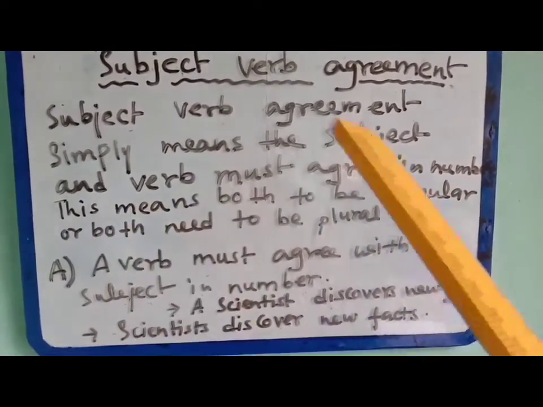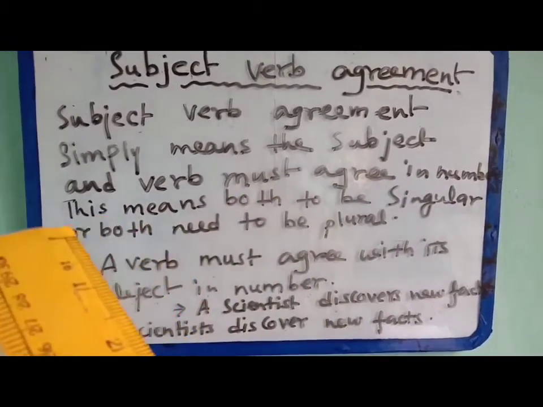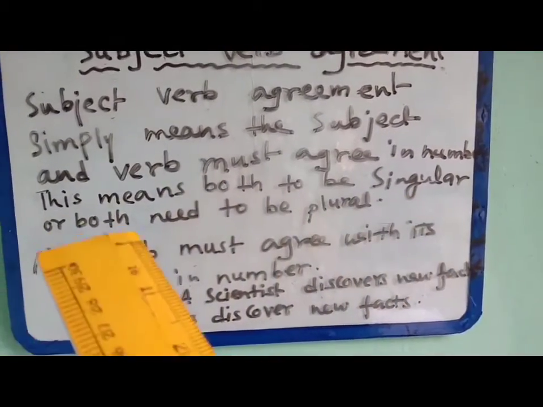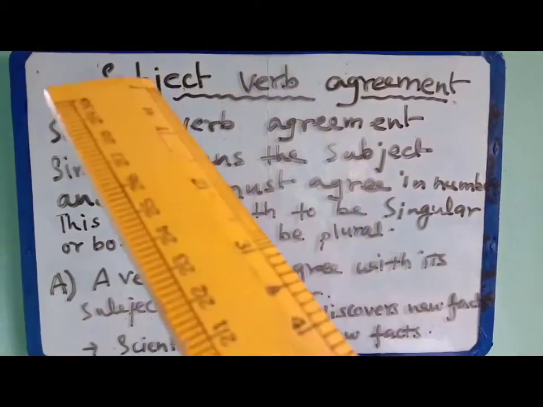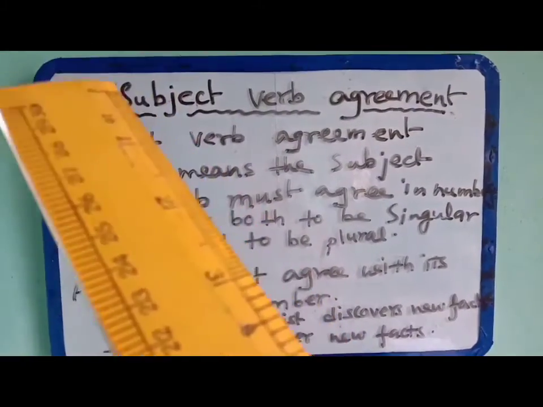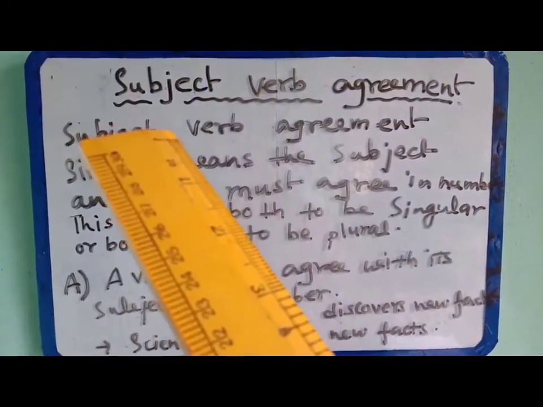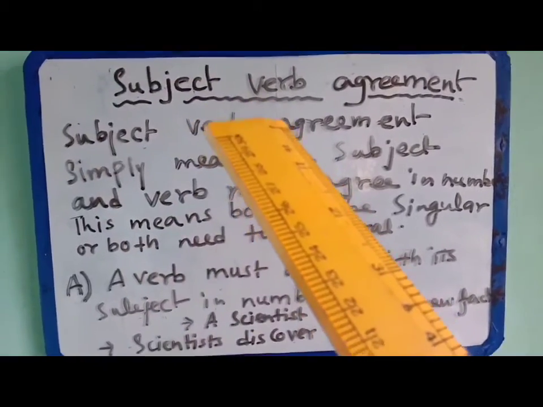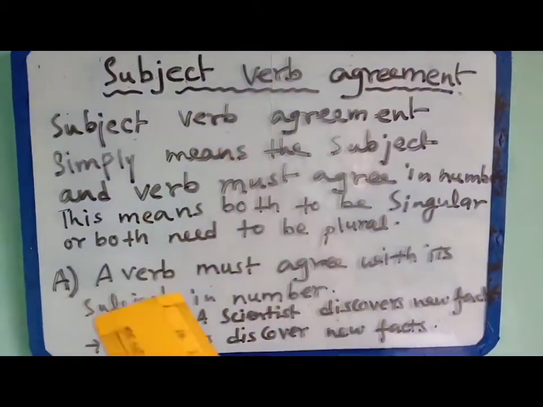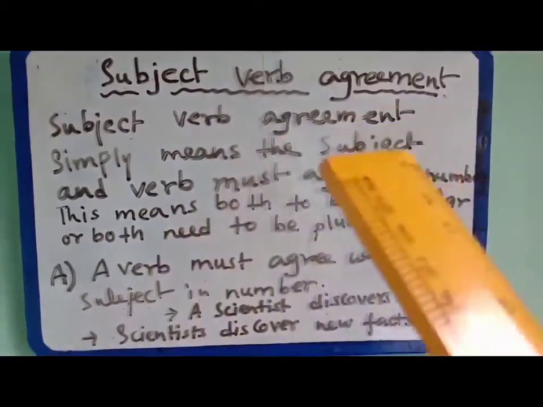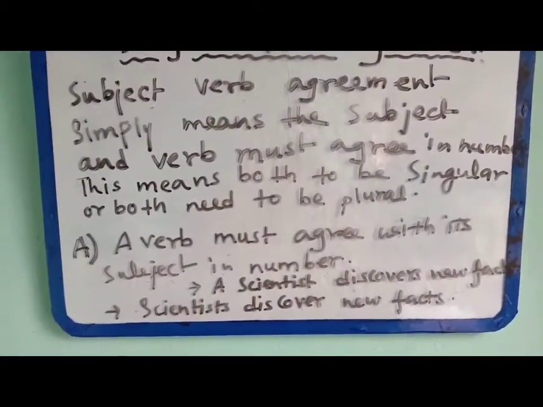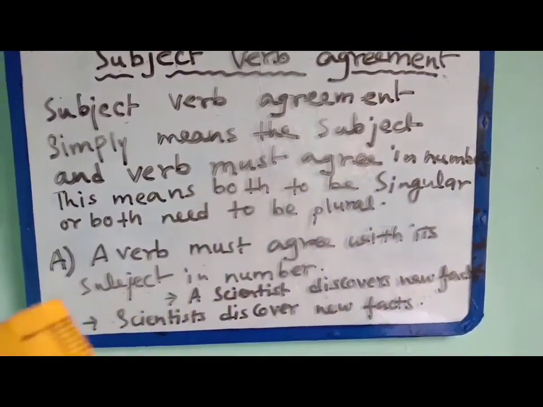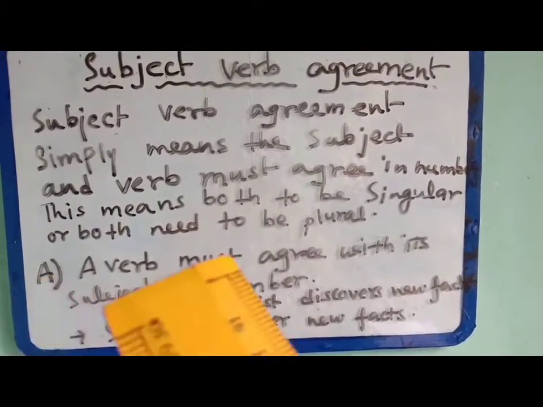Okay, in numbers, what is the meaning of this? This means both need to be singular or both need to be plural. That means the subject should be either singular or plural, and in that case the verb will also be singular or plural, according to this agreement. Now in this video I will be discussing all of them.